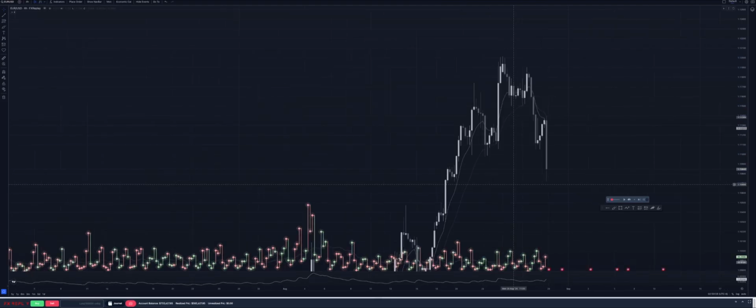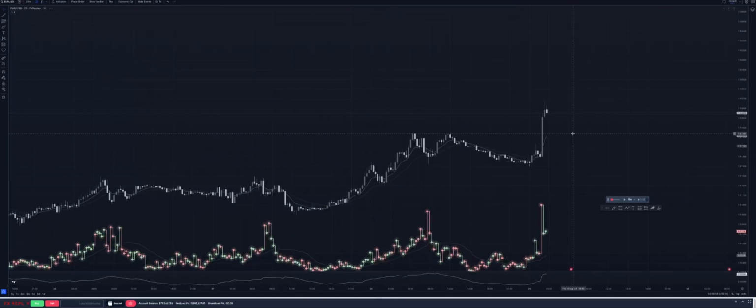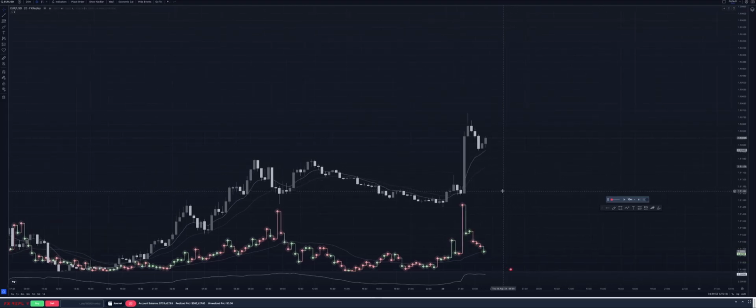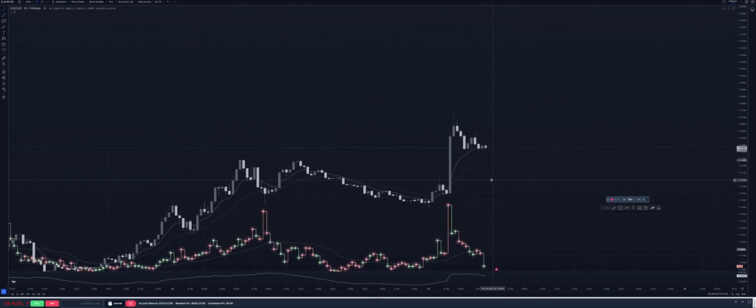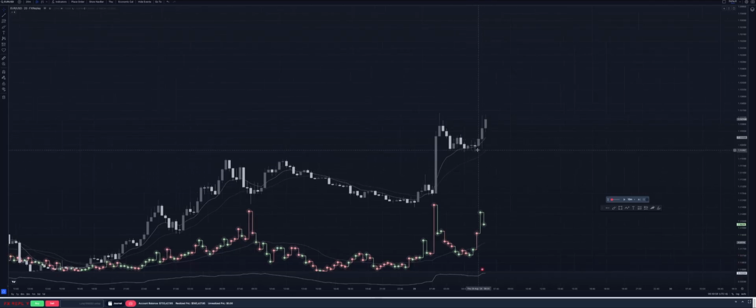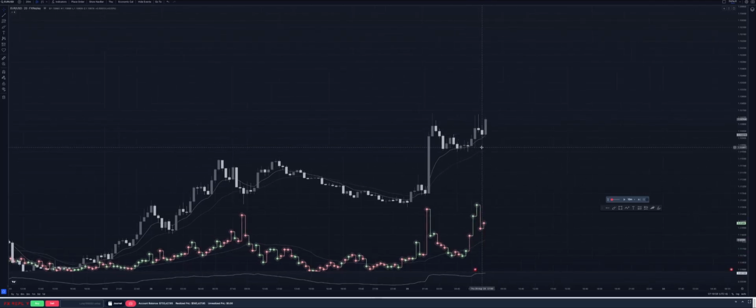4 hour, very clear. Hourly, very clear. 20-minute, clear. I know what I'm waiting for. Anticipatory validation candle coming up soon, hopefully. No longer anticipatory. Red news, so gonna wait until like 7:30. There we go.